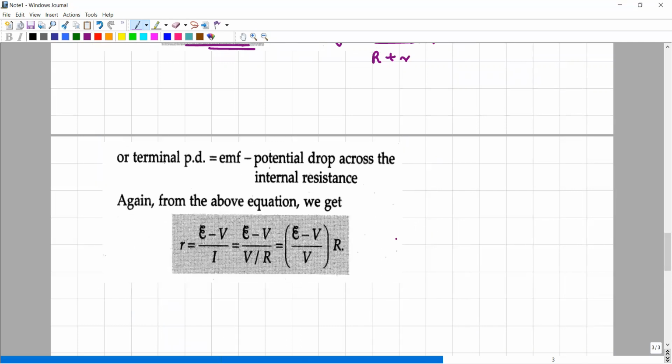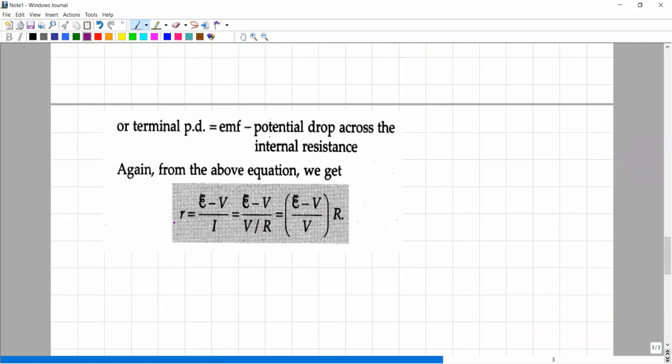You can get these two expressions as well. That is small r is equal to (E minus V) by I, and then I can be written as V by R, the potential drop in the external resistance divided by the external resistance itself. So you'll get the current, and then your expression will be r equals (E minus V) by V into R. So all these expressions are very, very important. You will get quite a lot of numericals based upon this formula and this one.